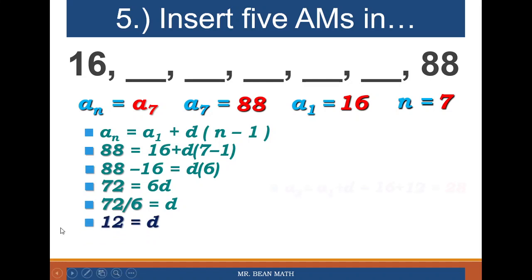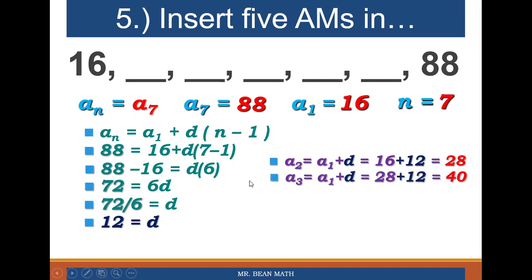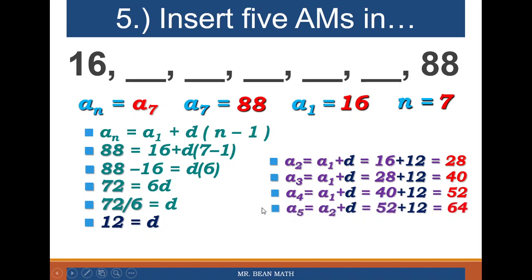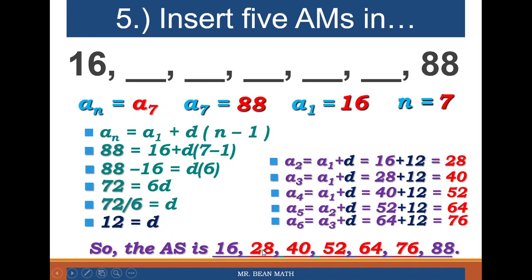And 12 equals d. Hence, a sub 2 equals a sub 1 plus d equals 16 plus 12 equals 28. A sub 3 equals a sub 2 plus d equals 28 plus 12 equals 40. A sub 4 equals a sub 3 plus d equals 40 plus 12 equals 52. A sub 5 equals a sub 4 plus d equals 52 plus 12 equals 64. And a sub 6 equals a sub 5 plus d equals 64 plus 12 equals 76. Therefore, the 5 AMs between 16 and 88 are 28, 40, 52, 64, and 76.